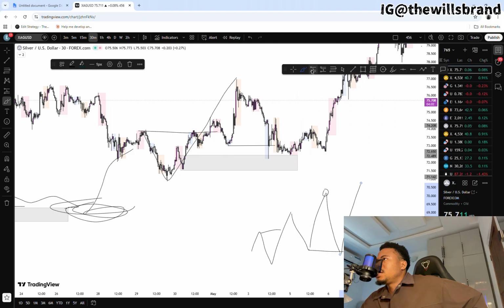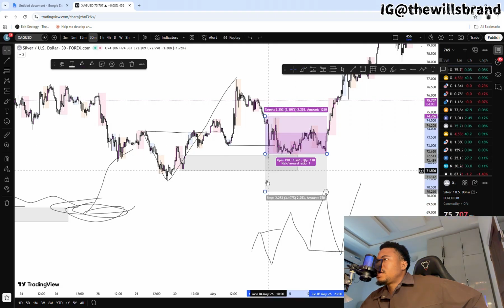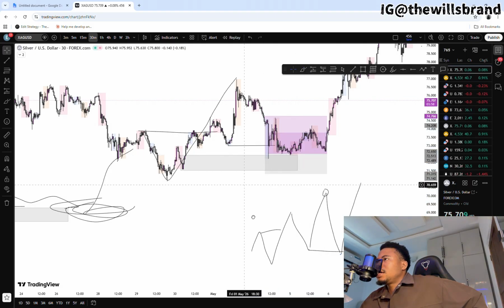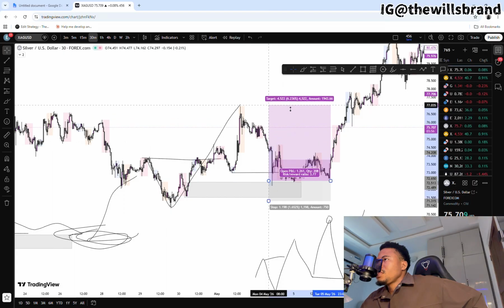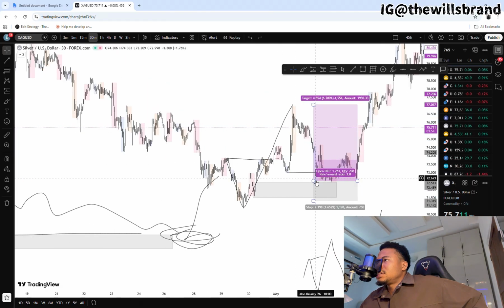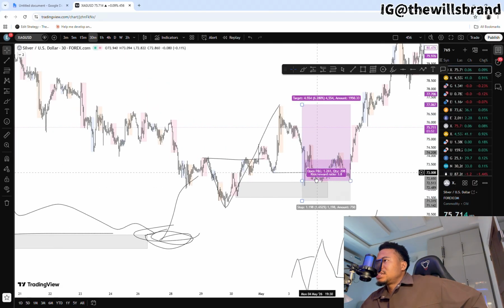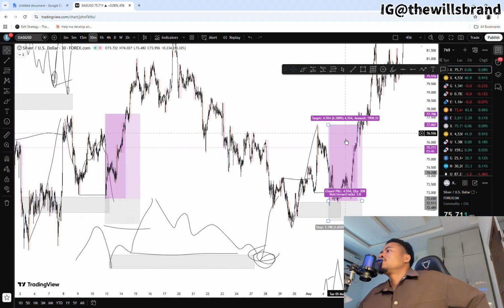That's exactly what happened here on silver. This is on silver, a stop loss here, and yeah. So you can see this is not the real move. Price came to take out liquidity before the real move happened.